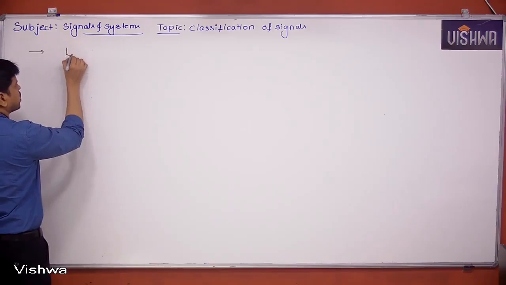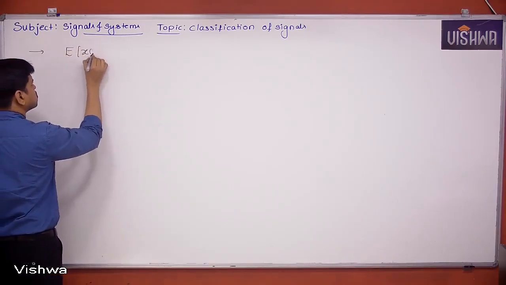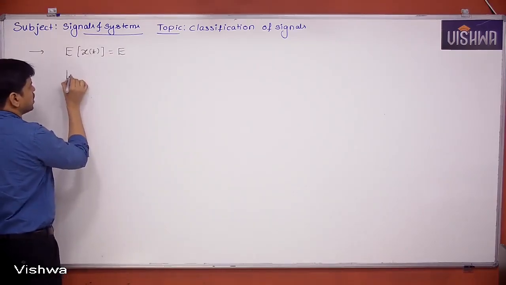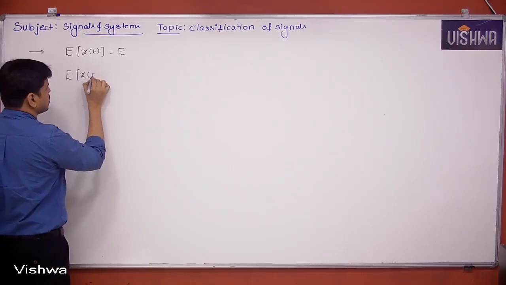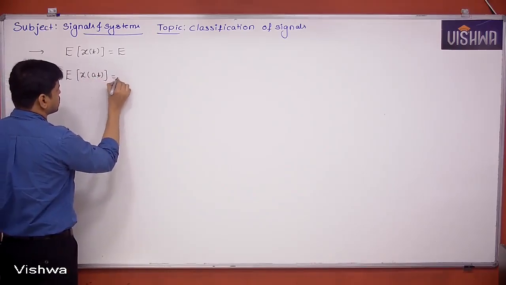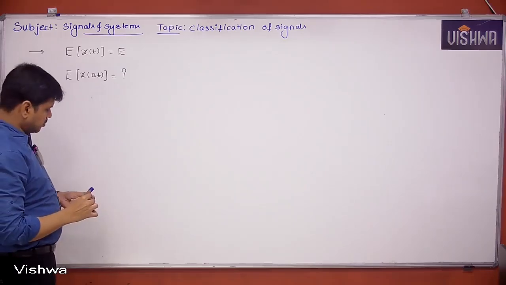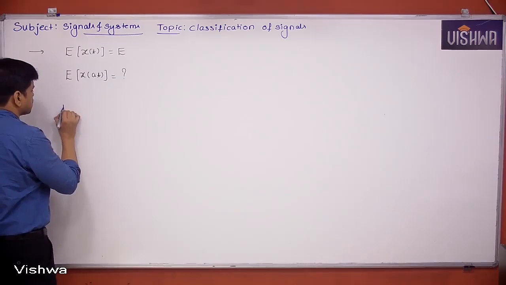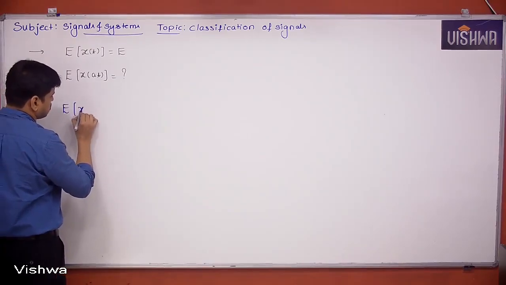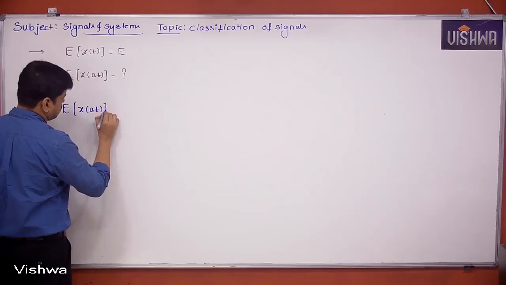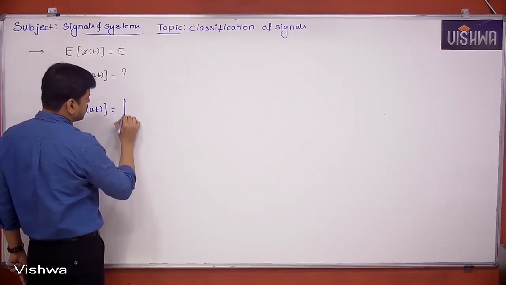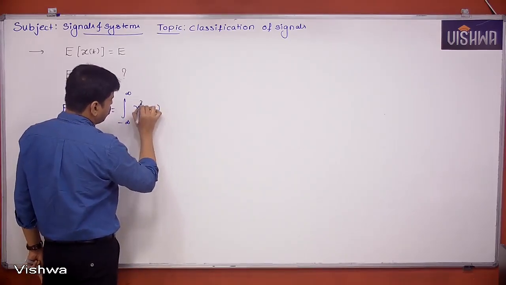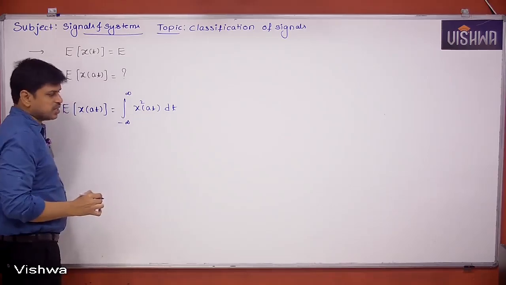If the energy of x of t is, let's say, capital E, then what is the energy of x of at? X of at, that is the question. Now directly I am going. Energy of x of at, the general formula is integral from minus infinity to infinity of x of at whole square dt. That's it.